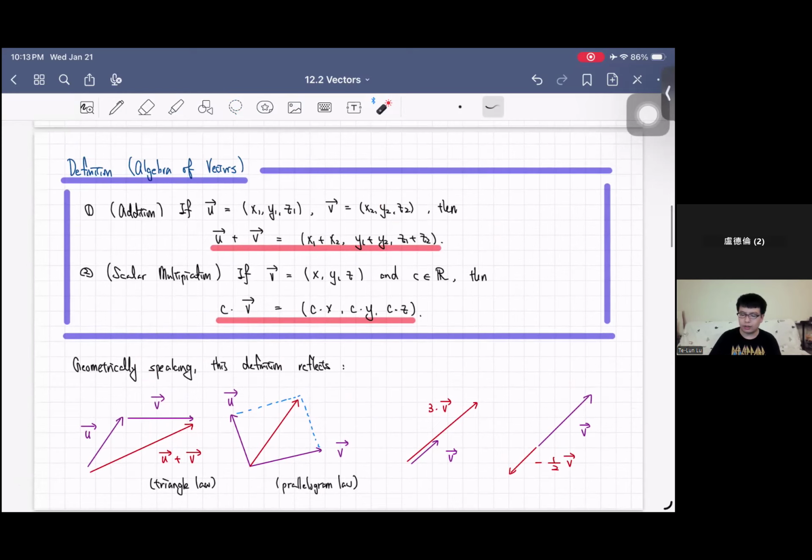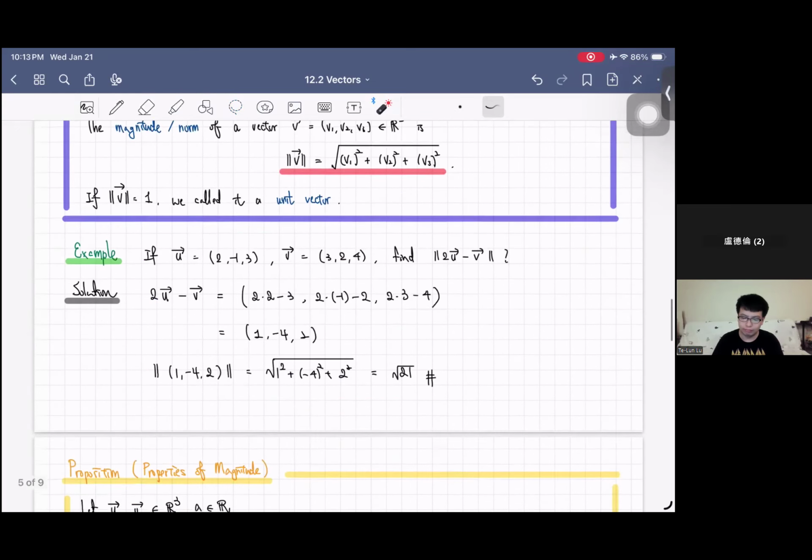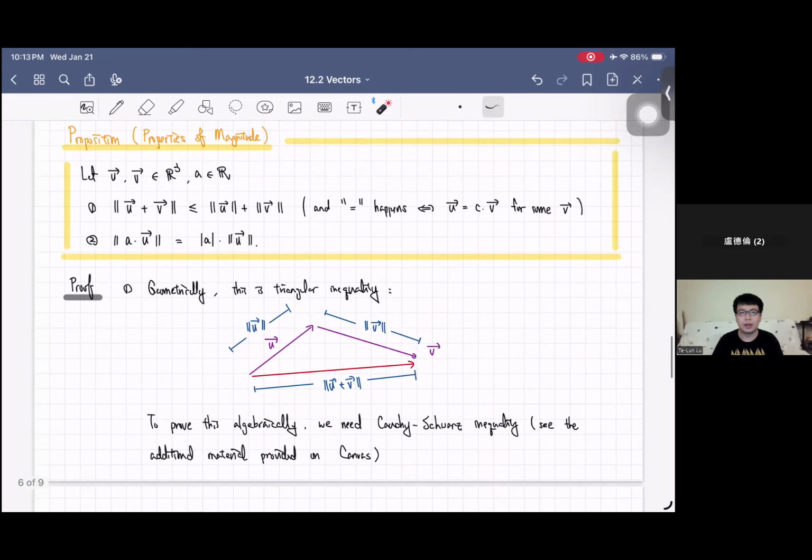You see that if we multiply v by 3, then you get a vector which is 3 times the length of v. If we multiply a vector v by minus half, we get a vector which is half times the length of v. And we do not care about direction in this case, right? So that's two propositions. That's how magnitude plays with the algebra of vectors.